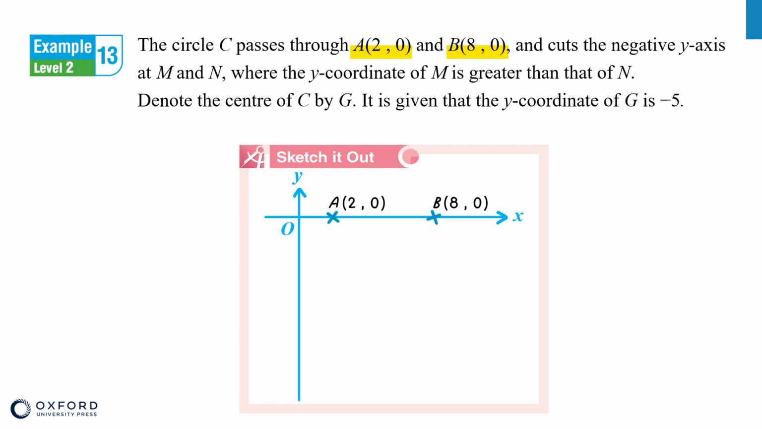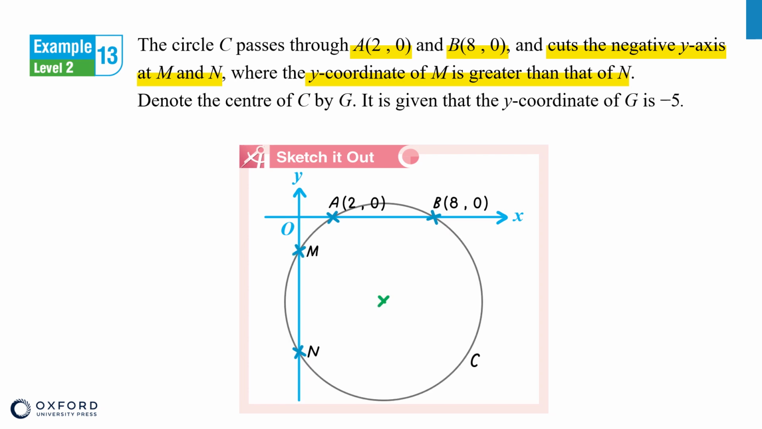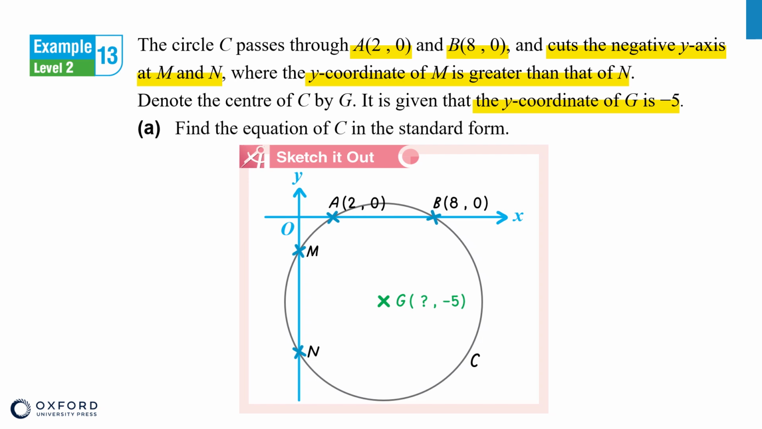Then, circle C cuts the negative y-axis at M and N, while the y-coordinate of M is greater than that of N, so N is below M. Now we can sketch the circle and mark its center as G, and the y-coordinate of G is -5. Part A, we need to find the equation of C in the standard form.